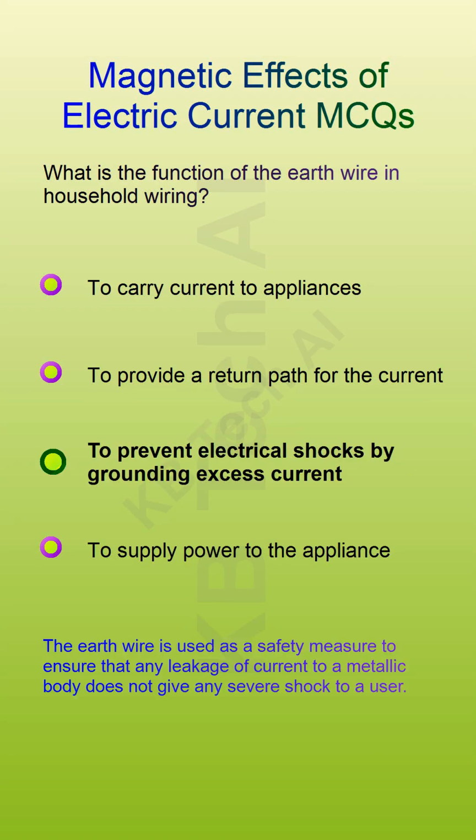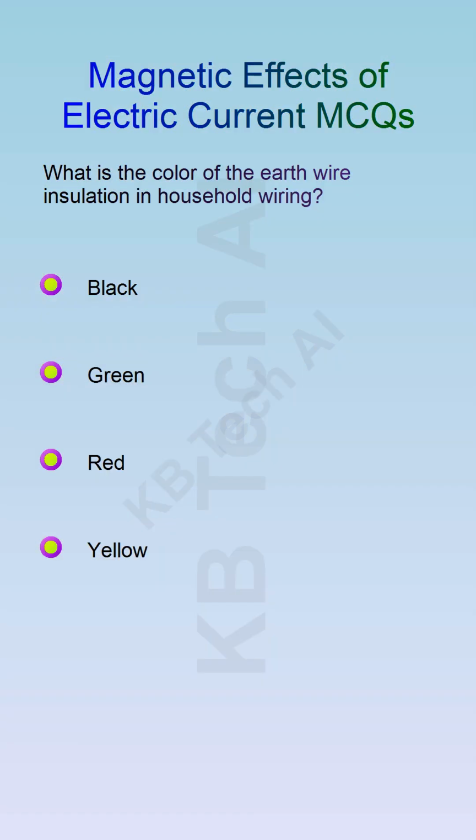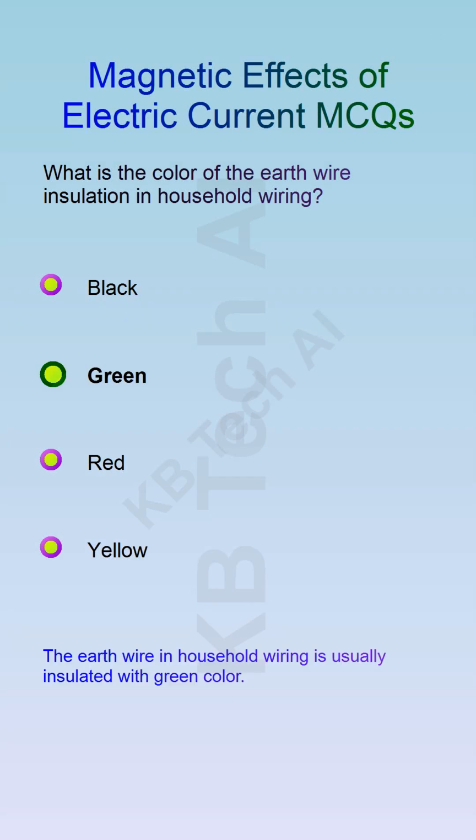The answer is, option 3, to prevent electrical shocks by grounding excess current. What is the color of the earth wire insulation in household wiring? Option 1, black, option 2, green, option 3, red, option 4, yellow. The answer is, option 2, green.